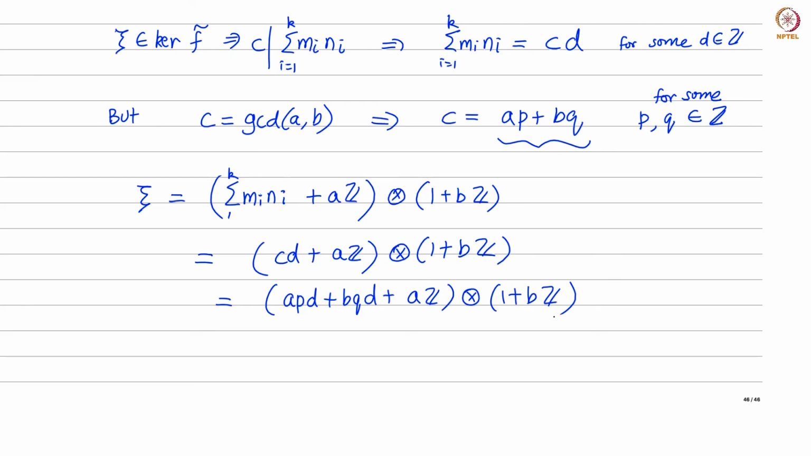Now observe that this APD is already a multiple of A, so that already belongs to Az. That term I don't need to worry about. So this is just BQD plus Az, tensor 1 plus Bz. But now comes the interesting observation. This first term has a B in front of it, so I will think of it as B multiplying QD plus Az. It's as if I am taking this coset and multiplying it by B, tensor 1 plus Bz.